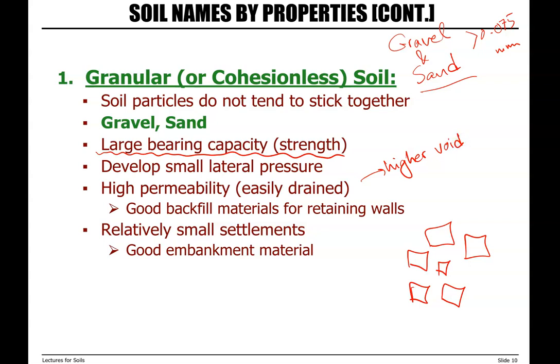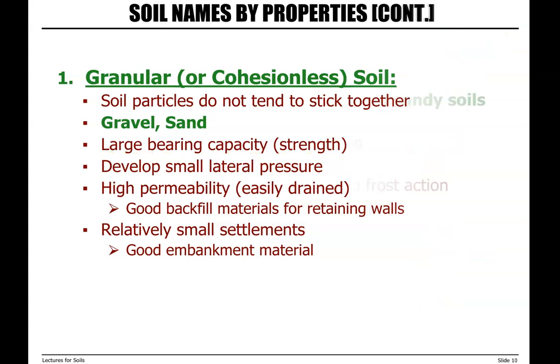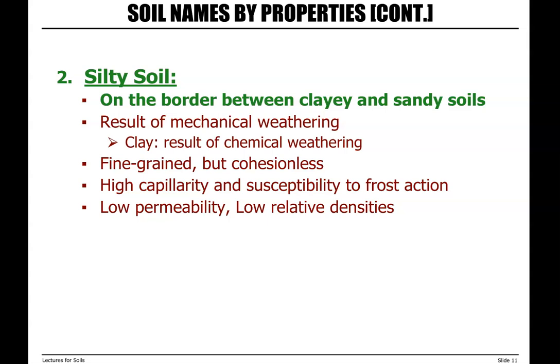which means that it has high permeability and it's easily drained because there is a higher percentage of void between the particles. And it makes it good backfill material for retaining walls because drainage is important when we are talking about retaining walls. And it has relatively small settlement, and that makes it a good material for embankments. So that's the first soil name: gravel and sand, which we call granular or cohesionless material.